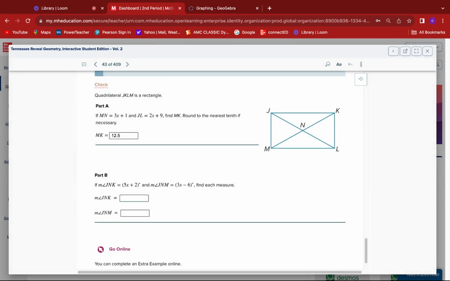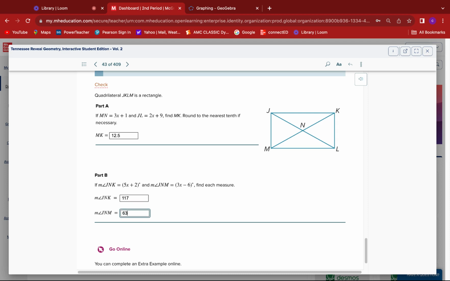All right, so 23 in for the X to find angle J, N, K. And then 23 in for the X here to get the other angle, J, N, M. All right, here we go. 5 times 23, and then plus 2 would be 117 degrees. 3 times 23, and then minus 6 is 63.